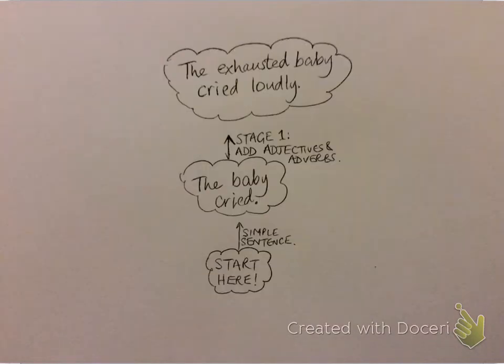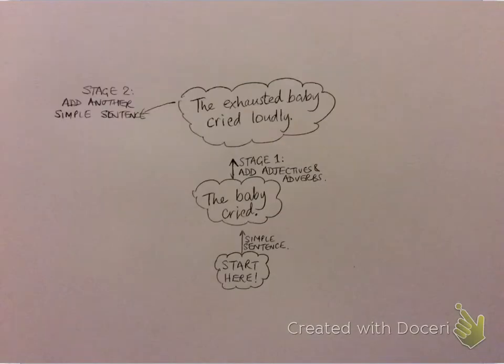So from the baby cried, we've moved on to the exhausted baby cried loudly. Exhausted is an adjective, it describes the baby, and loudly is an adverb. It describes how the verb is being done, crying loudly. Moving on, going over to the left, we're going to work on building up to a compound sentence now.